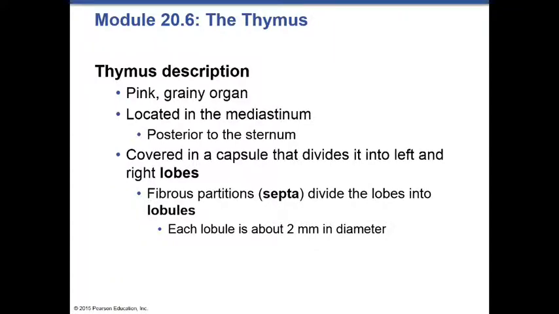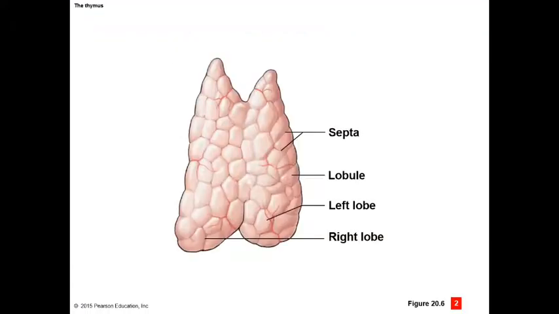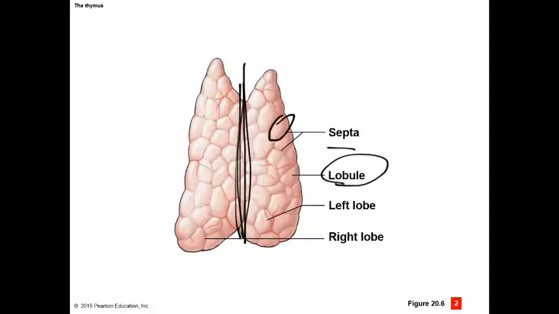The thymus is going to be a very grainy, pink, epithelial-like organ, again located in the mediastinum posterior to the sternum, and it is covered in a capsule that will divide it into right and left lobes. There will be fibrous tissue partitioning the lobes into smaller lobules, with each lobule being about 2 millimeters in diameter. So here you can see the overall thymus, left and right lobes, and each little section separated by the septa, creating a lobule.